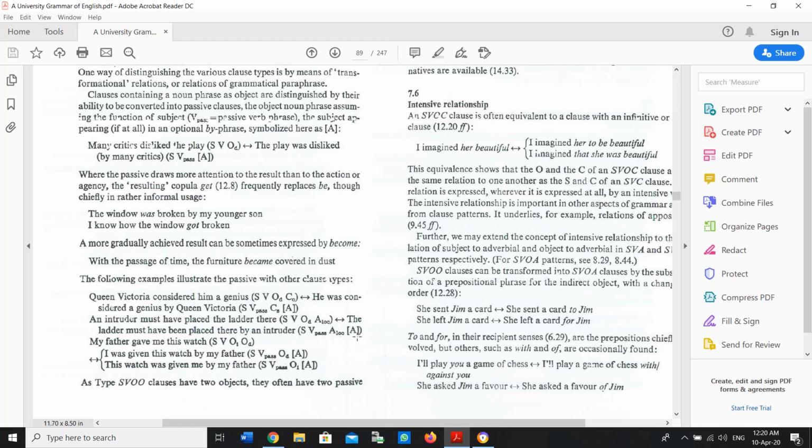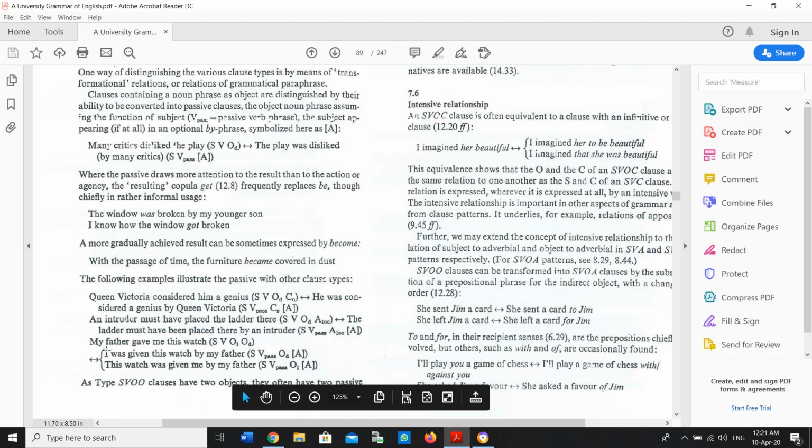And see the close type here. My father gave me this watch, so I have two objects, me and this watch. Because gave this watch to me. It means I have here two objects, and this type gave, as I told you, you have to remember these verbs. In this case, I have two passives. I was given this watch by my father. This watch was given me by my father.